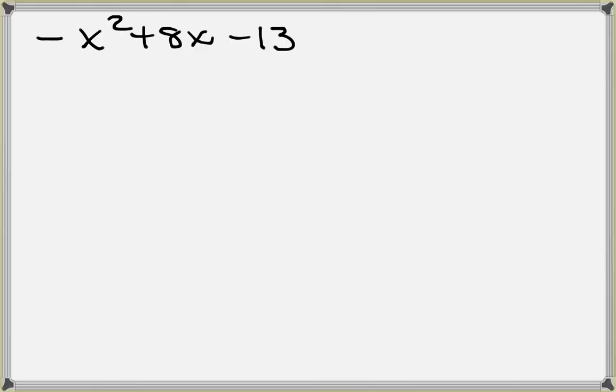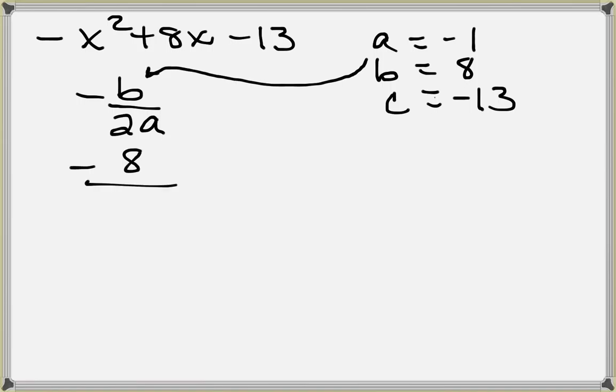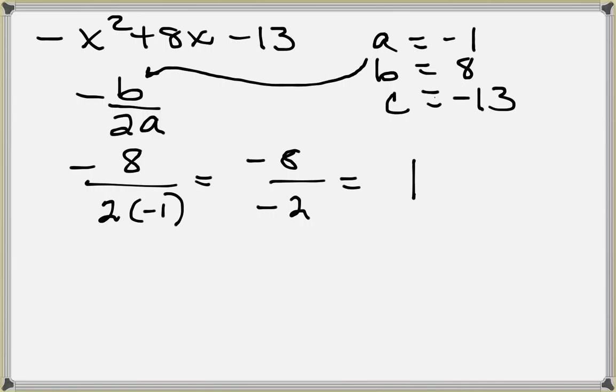So this is what we had to begin with. Here's our formula, minus b over 2a. It works just like the quadratic formula did. So a is -1, b is 8, and c is -13. We're going to take this 8 and put it here, so we're going to have minus 8 over 2 times -1. So minus 8 over -2 is 4, and that's what our technology told us the first point was.